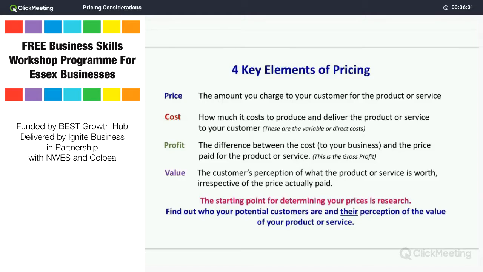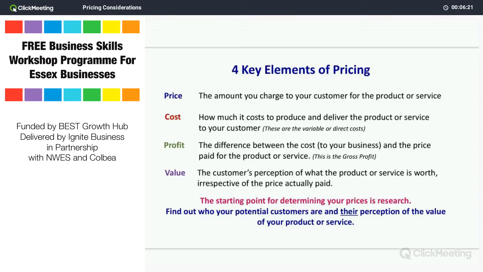As well as price, you've got a cost. It's one thing charging your customer, but how much is it actually costing you to produce and deliver that product or service to your customer? Those, by the way, are what we term variable or direct costs that relate directly to making the sale.